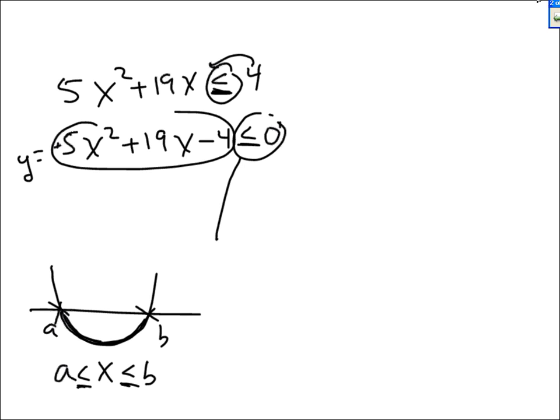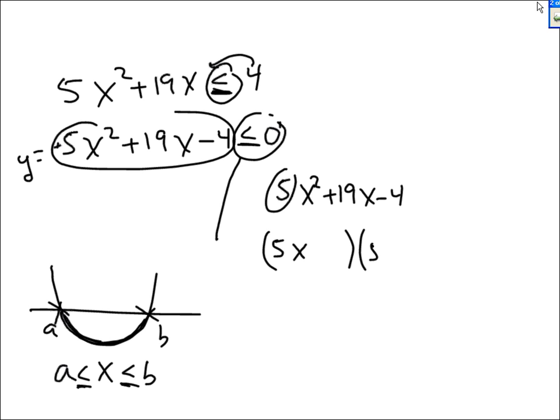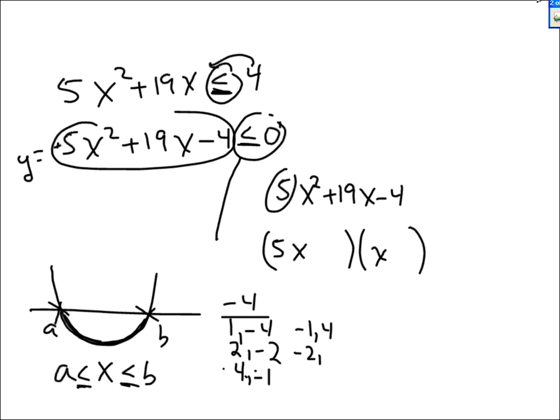Now, we can try to factor it. 5x squared plus 19x minus 4. Well, only 5 and 1 multiply out to 5, so 5x and 1x, which I'll just write as x. Now, to get negative 4, you can have 1 and negative 4, 2 and negative 2, 4 and negative 1. You can have negative 1 and 4, negative 2 and 2, and negative 4 and 1. There's a number of combinations to try.